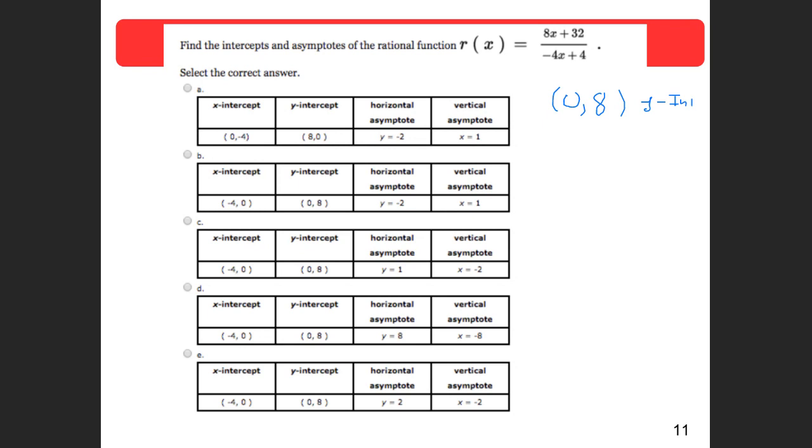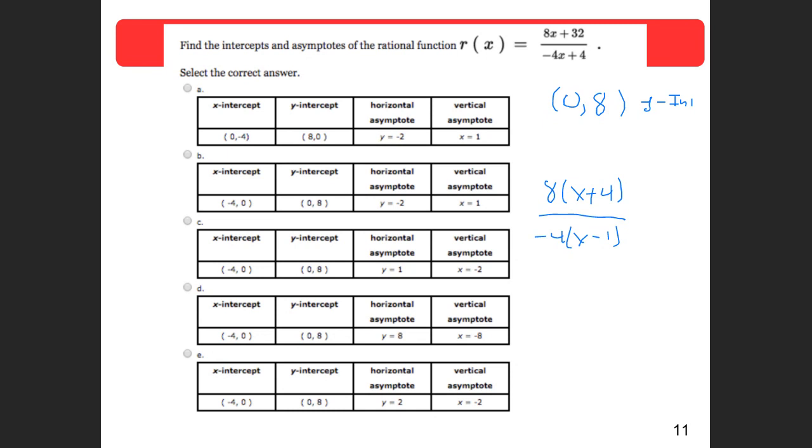Okay, then to find my vertical asymptote, now this one's a little bit tricky because can we factor the top and bottom? And that's the first thing I would do if I could. So I'm going to take an 8 out of the top. So that gives me x plus 4 here. I'm going to take a negative 4 out of the bottom. So that gives me an x minus 1. Nothing crosses off. So I really don't have to worry about anything crossing off. It just makes finding the vertical asymptote a little bit easier.